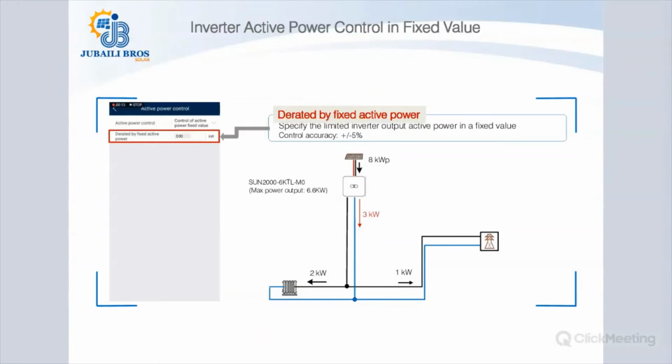So in this case, for a 6.6 kilowatt maximum output, we can set it to 3 kilowatt, and that will feed our load. The extra will be exported back to the grid. And again, I'm talking about the adjustment of the inverter output in this case, and not the zero export. For zero export, we need to use the power sensor.